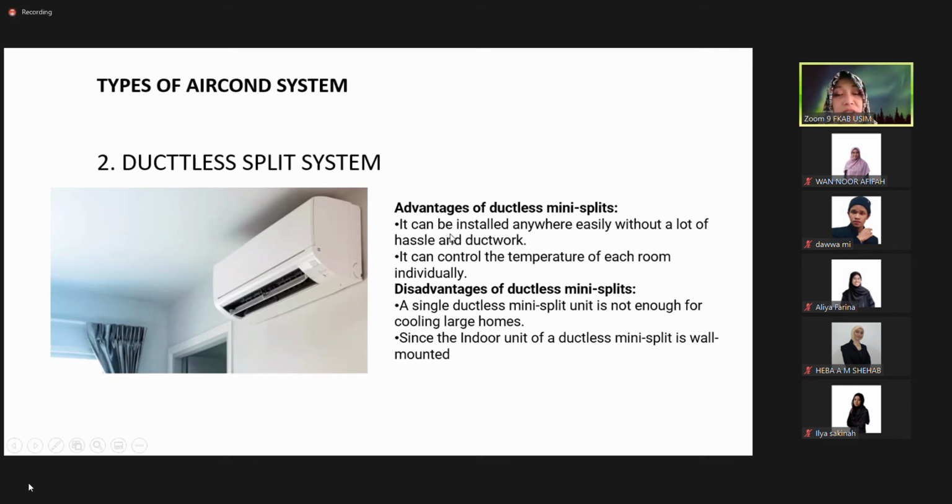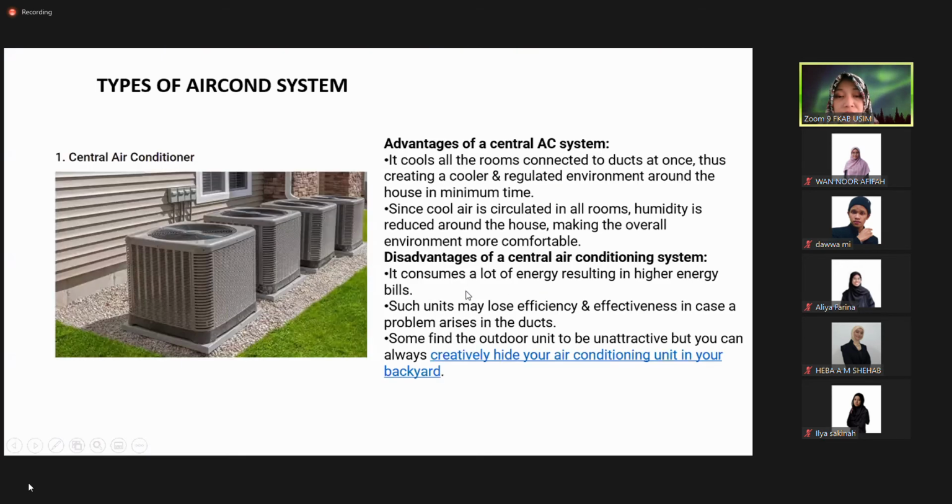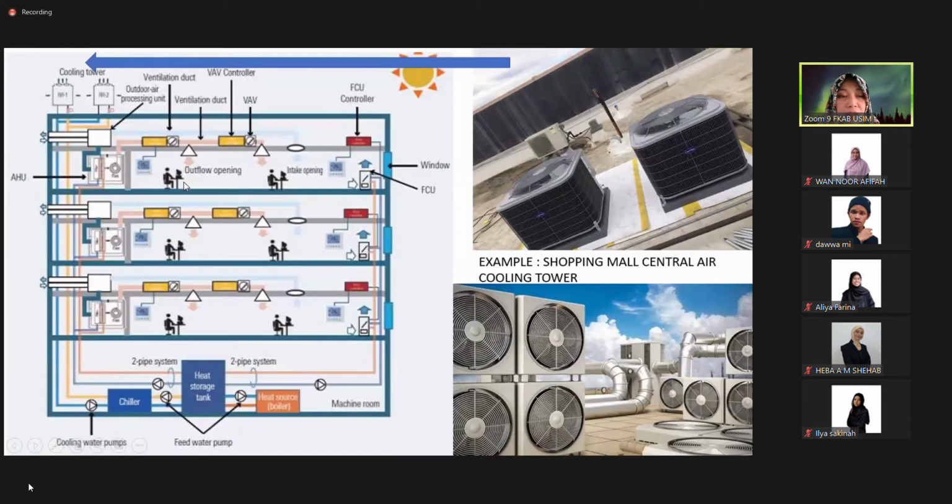Tapi the advantages dia, it can install everywhere, easy, without a lot of hassle. It can control the temperature of each room individually. So the comfort is only for all the people in that small area of a room. Then you need to have a split system. If you are designing, let's say the gallery later on, but inside the gallery, they have a partition, let's say, okay, where's my annotation? Okay. Let's say here you have a separate room. Okay, separate room. Sorry.